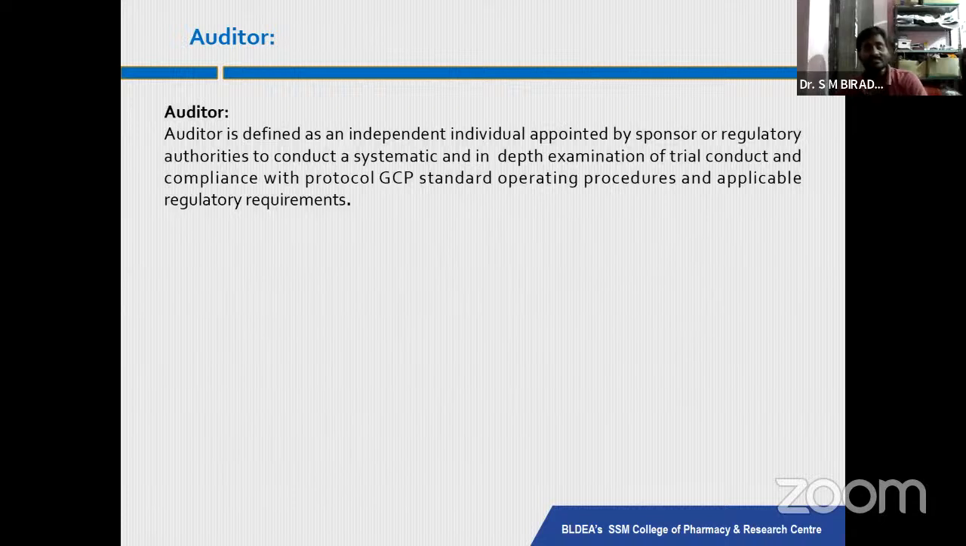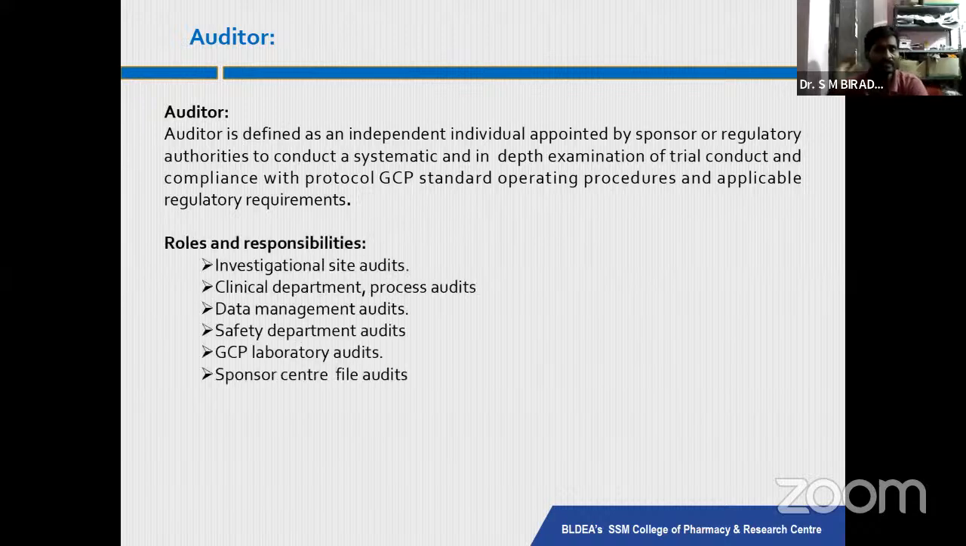And the auditor. The auditor is very important. Usually we think of an auditor as someone who only does financial audits. No, in clinical research the auditor plays a very important role. The auditor should work in a very scientific manner. He should audit at the level of the investigation site, the clinical department, and process audit. He should do data management audit, safety department audit, GCP laboratory audit, and sponsor central file audit. Each and every step should be audited, because the auditor is ensuring that quality is being implemented.